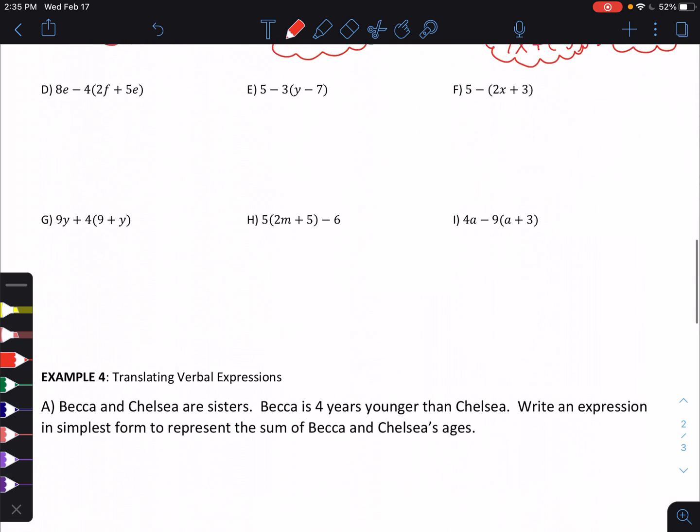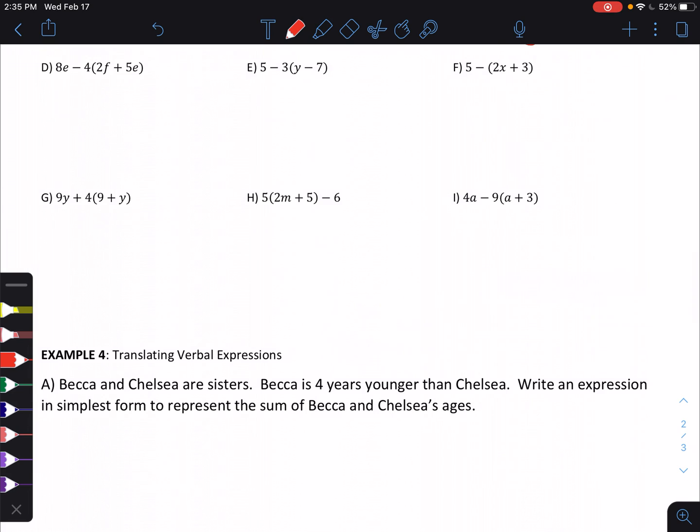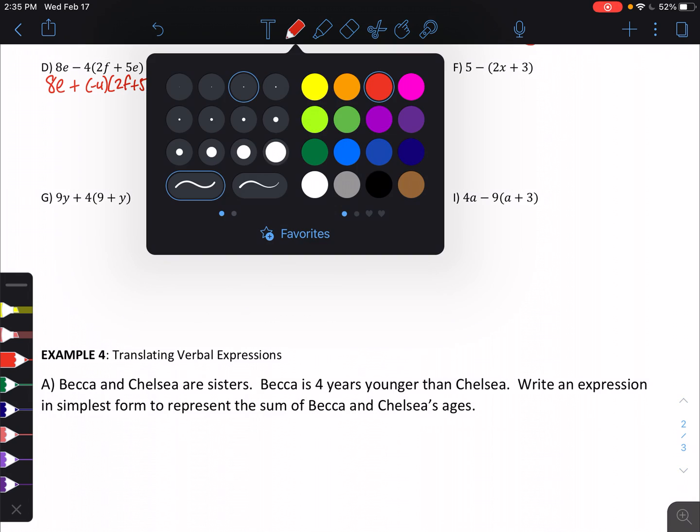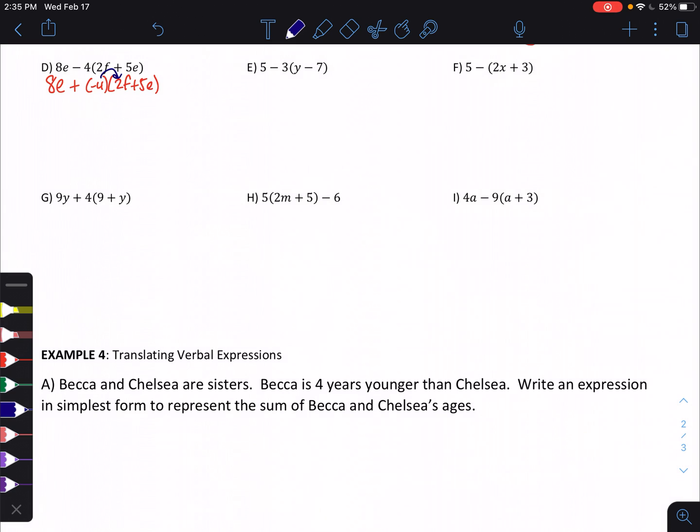In part D, we're multiplying with a negative 4. Because remember, this is like 8e plus negative 4 times 2f plus 5e. So when I distribute, I'm actually distributing a negative number. So I've got 8e plus negative 4 times 2 is negative 8f. And negative 4 times 5 is going to be negative 20e.